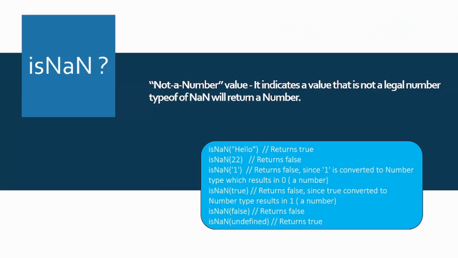What is isNaN? isNaN is for identifying a variable which is not a number. So you can see in the below example what I have mentioned, isNaN hello. This is a string and it will return true because it is a string. The second one is isNaN 22. You can see this is a plain number because we are not passing it through any quotes. This is a number, so this will return false. So whenever you are going to check something which is not a number, you should use this isNaN function.